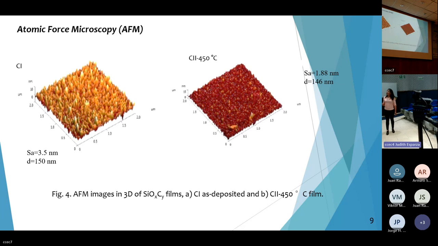This film was used to activate films and the device. And then it's important to know the average growth. This was obtained at 1.88 nanometers, with the thickness equal to 146 nanometers. We can observe a small difference between the two films.